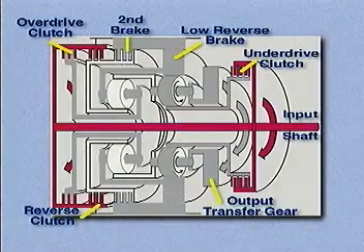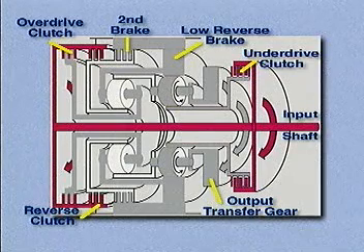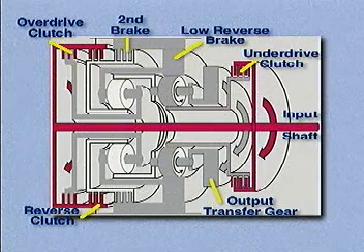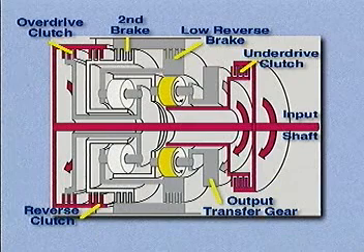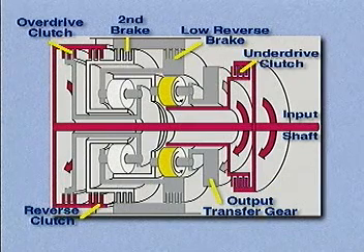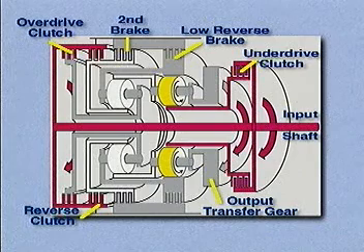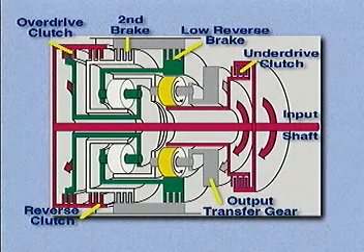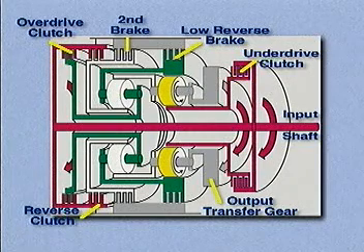Power from the input shaft is transmitted through the underdrive clutch to the underdrive sun gear. Power from the underdrive gear is transmitted through the output pinion and tries to turn the low reverse annulus gear counterclockwise. The output drive pinion orbits around the underdrive sun gear to turn the output planetary carrier clockwise.